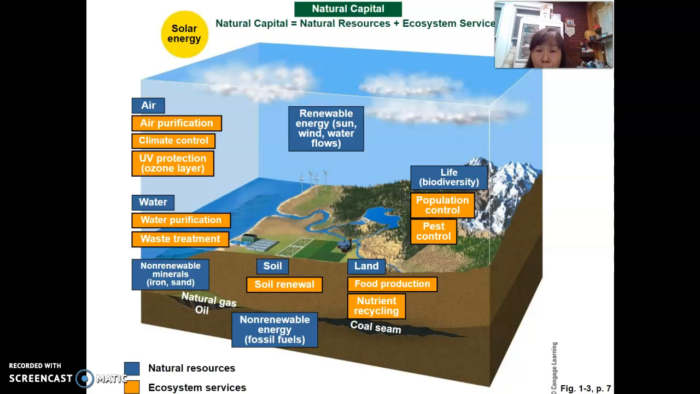All the blue parts are the natural resources, such as air, water, and soil. All the orange parts are ecosystem services, such as air purification through a lot of natural processes, and water purification through the water cycle. Okay.